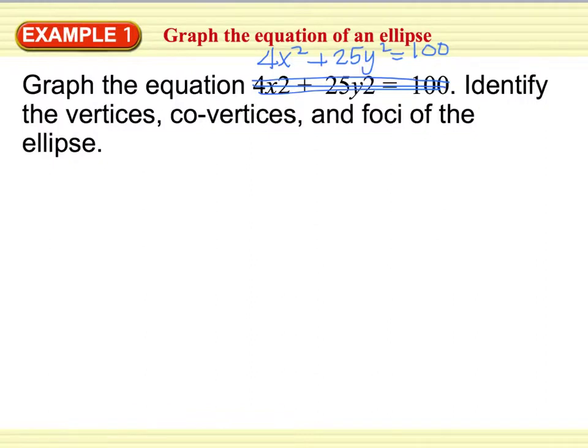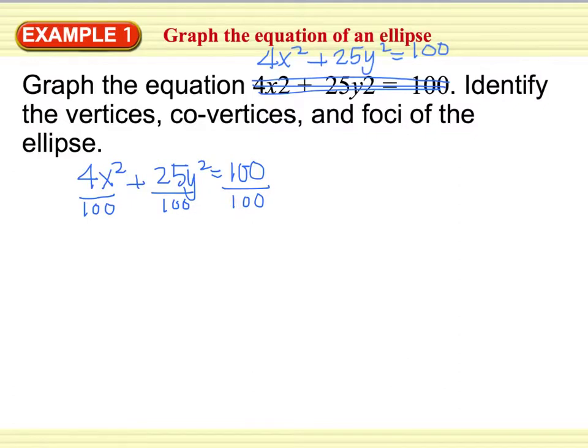So the first thing I'm going to do is take that 4x squared plus 25y squared equals 100, and divide everything by 100. By doing that, we're going to make the right side turn into 1. So 4 divided by 100 is going to give us 1/25. That means I can rewrite this as x squared divided by 25 plus, 25 divided by 100 is 1/4, so we have y squared divided by 4 equals 1.